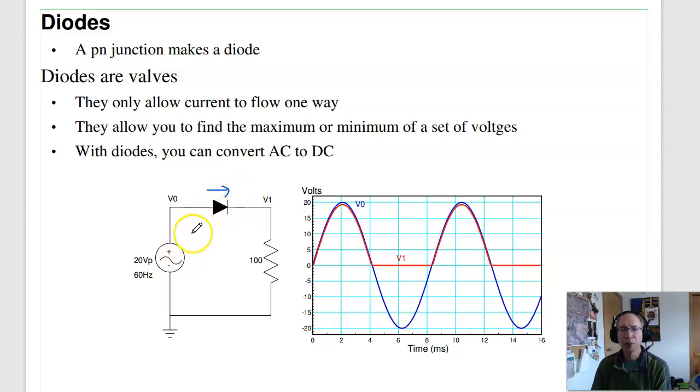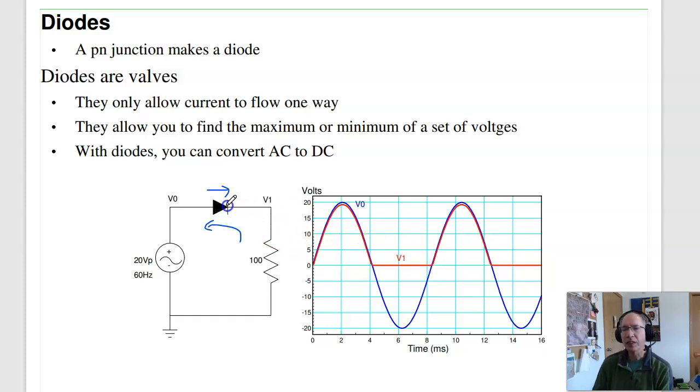If you build a circuit like this, throw it in Circuit Lab, then what happens is if the input is a voltage source, the blue line, the voltage at V1 becomes the red line. When the voltage is positive, the diode turns on, and V1 equals V0 minus a small drop across the diode right here. Once I try to make V1 negative, or V0 negative, and try to make current go backwards, the diode turns off, and it blocks all current flow, so V1 is just 0.